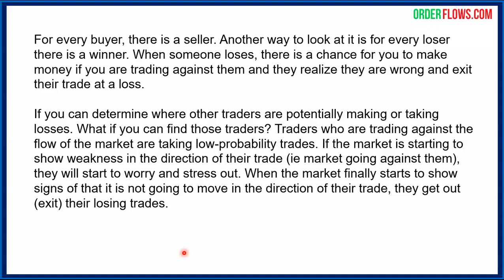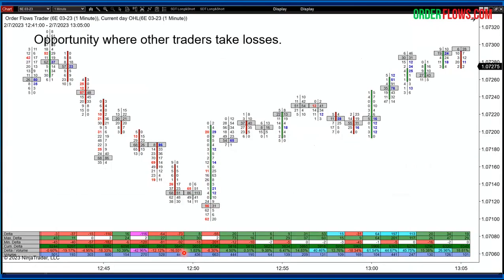Traders who are trading against the flow of the market are taking low probability trades. If the market is starting to show weakness in the direction of their trade, i.e. the market going against them, they'll start to worry and stress out. And when the market finally starts to show signs that it's not going to move in the direction of the trade they're in, they're going to get out. They're going to exit their losing trades. So you want to find those opportunities where other traders are taking losses.